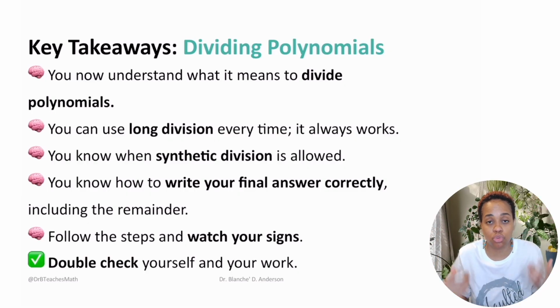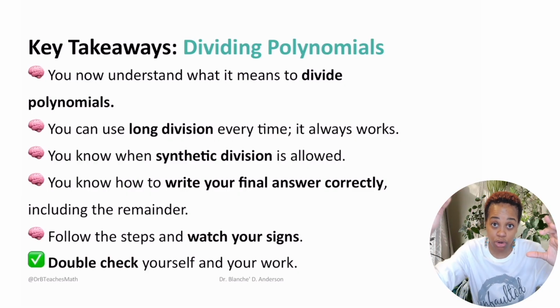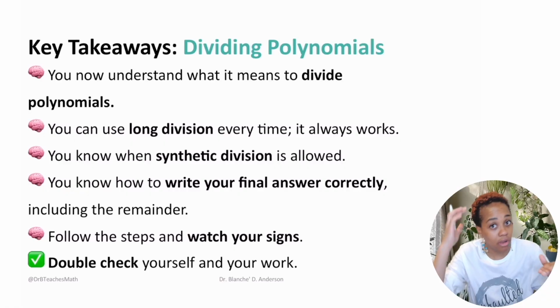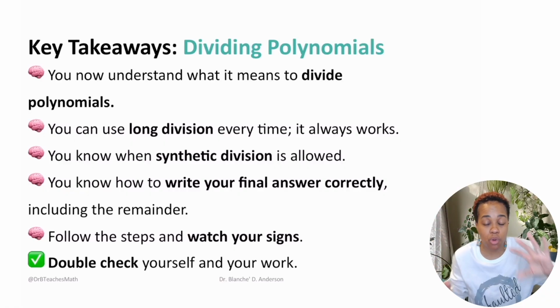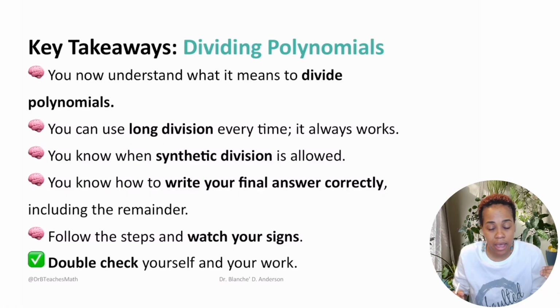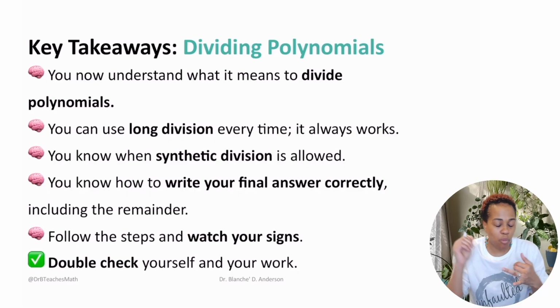But if they tell you to write your answer in the form of quotient plus remainder over divisor, that's what we did on all of our examples. So you might have to rewind and go back and look at some of those. Follow the steps and watch your signs.